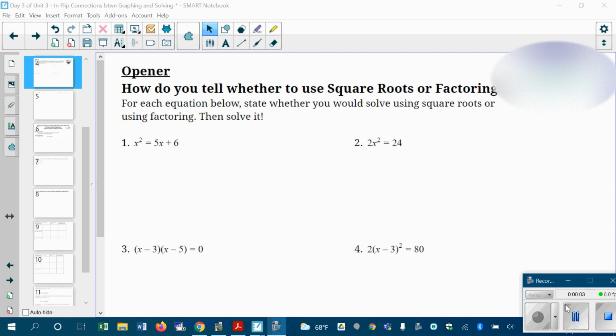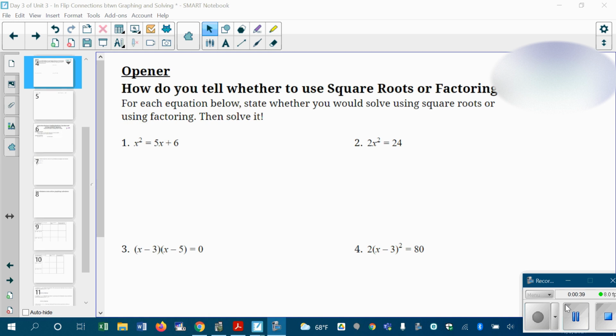It's Mrs. Lemke. Today we are going to look at some connections between the graphs of quadratic functions and the solutions of quadratic equations. As an opener, I'd like us to revisit the two topics we've studied most recently, which is solving by taking square roots versus solving by factoring. There are 6 questions in this warm-up, and for each of these problems, I want you to consider if you would solve using square roots or using factoring, and then go ahead and solve.